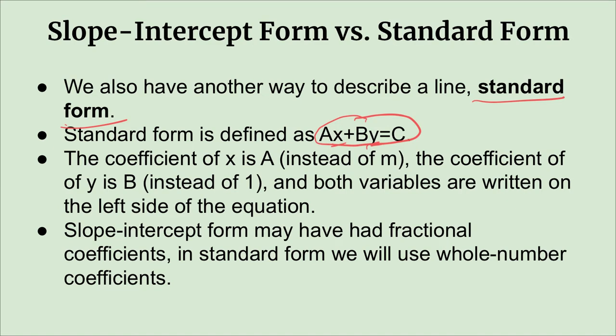A, b, and c are all constants. The coefficient of x here is a instead of m. The coefficient of y is b instead of y. And then both variables are written on the same side of the equation. Slope-intercept form may have had fractional coefficients, something like 3/5 x. In standard form, we only use whole numbers. So that's any number that's not a fraction or a decimal. So 2, -6, 5 million, anything like that.